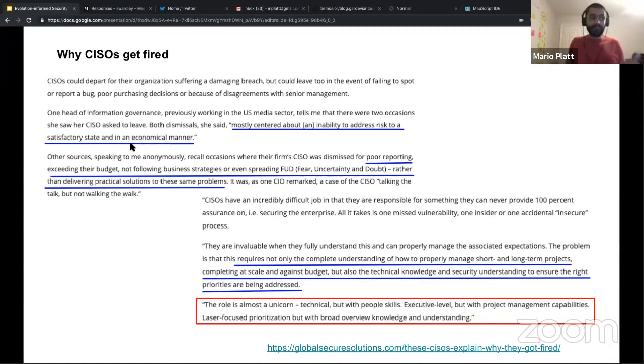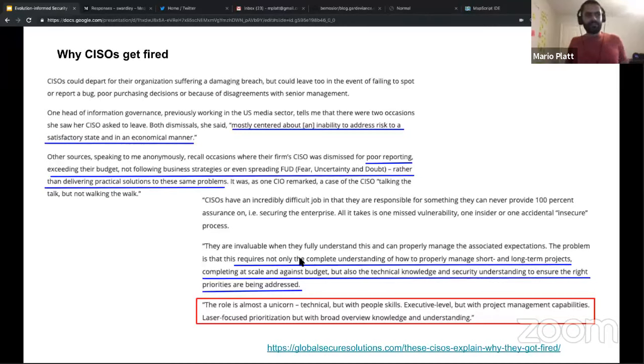So what I read into this is actually the opportunity going into the 2020s, because if you can now make resilient systems and actually request less budget and be more integrated with the developers and the operations teams, this is the opportunity, right? Poor reporting, exceeding budget, not following business strategies, or even spreading the FUD, rather than delivering practical solutions to the problems.